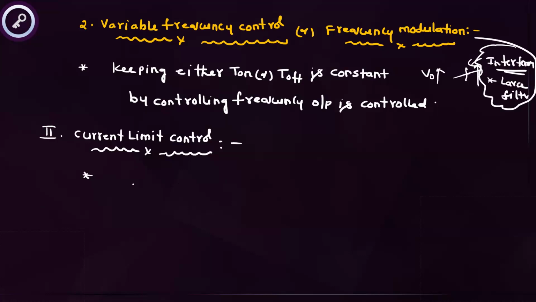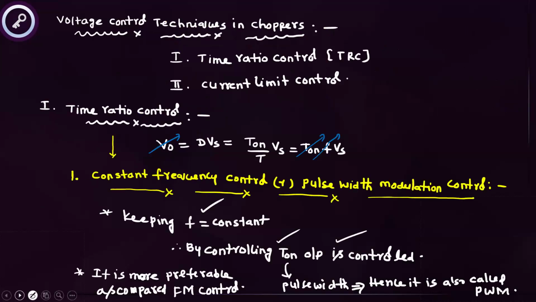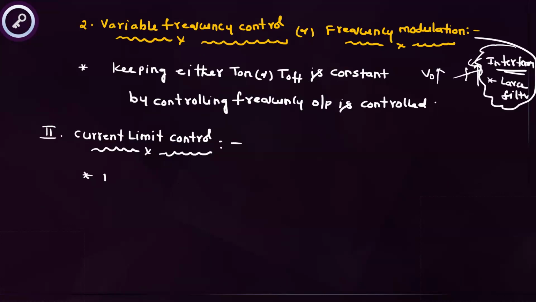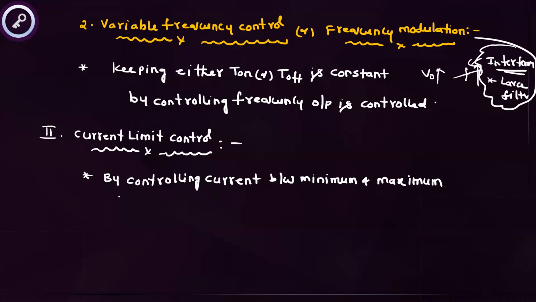What do you mean by current limit control? Current limit control is nothing but by controlling the current between minima and maxima, output is controlled. That is, between the minimum and maximum value, output is controlled.